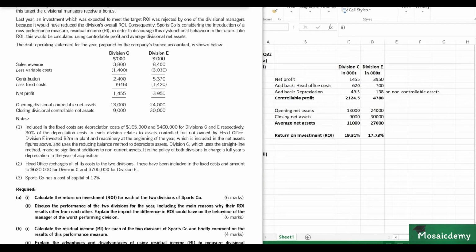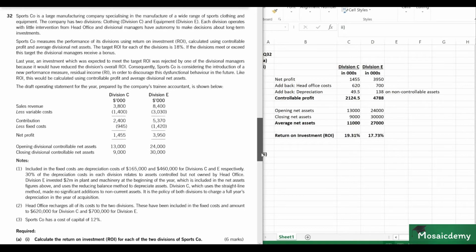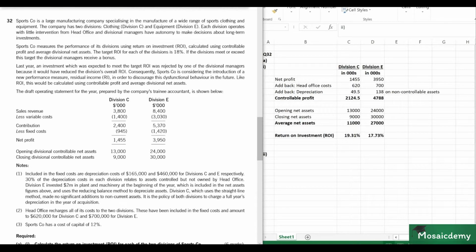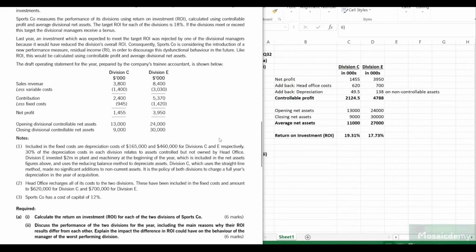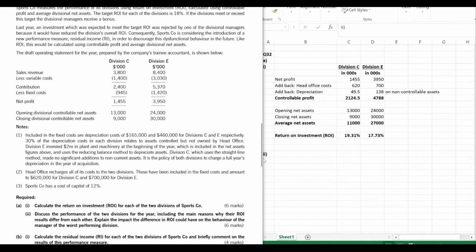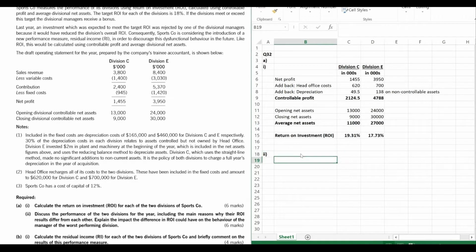This is a standard analysis question for ROI where one manager is manipulating the results and one is not. The one who's not manipulating it has a lower ROI. The one who is manipulating has a higher ROI, and they're getting bonuses accordingly, right? That's the usual story. Let's see if that's the case here. I believe it likely is, but in any case, let's go through it, okay? So the target ROI was 18%. What that means is Division C's manager got a bonus, Division E's manager did not get a bonus, okay? And then we'll go through why that could be possible, right? So let's start with that point.